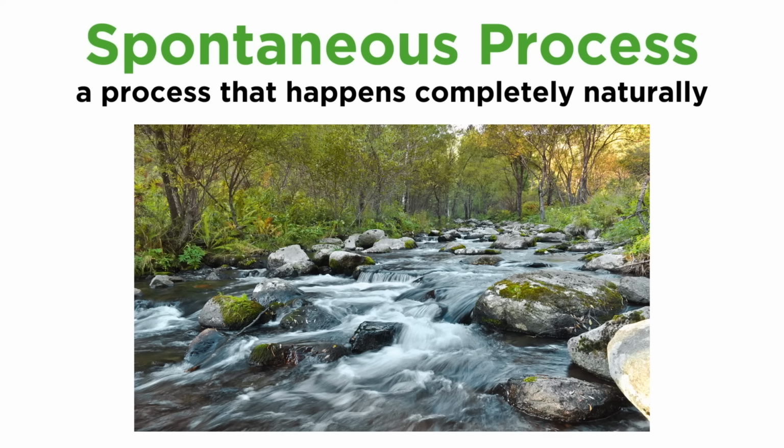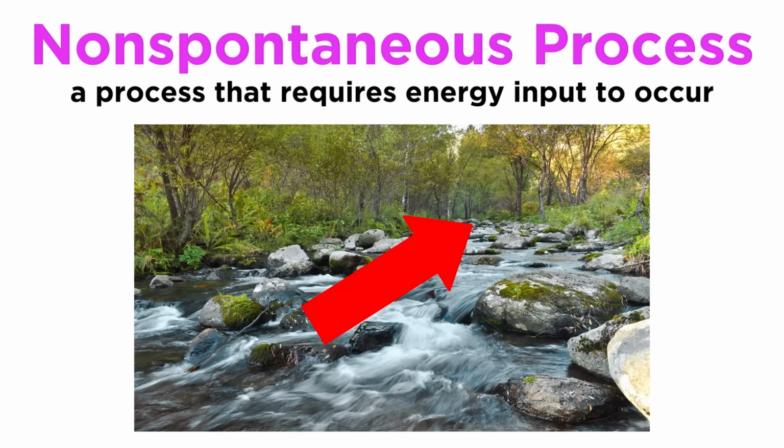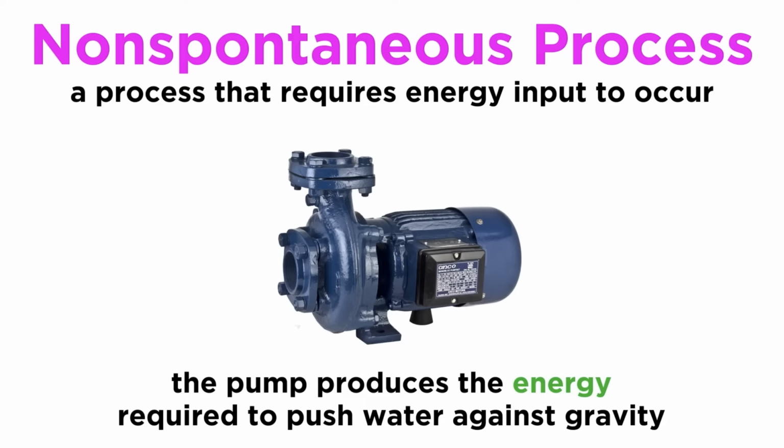Imagine water flowing in a river downhill. This happens because of gravity, and it is completely spontaneous, occurring with no intervention. A non-spontaneous process is one that will not occur unless it is driven by energy input from an external source. Water flowing uphill is non-spontaneous, meaning it won't happen on its own, but with the help of a pump that can produce energy that will drive the water against gravity, we can make this process happen.